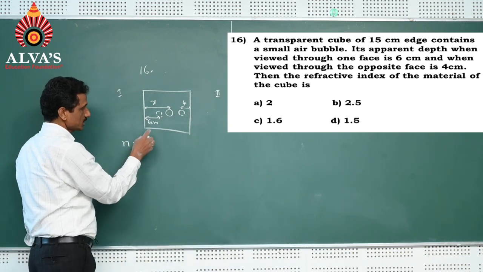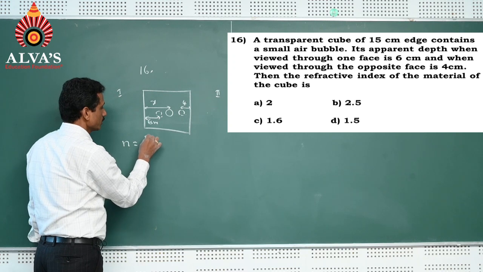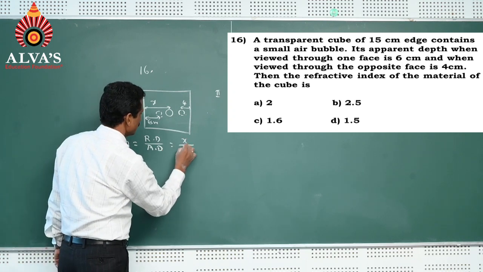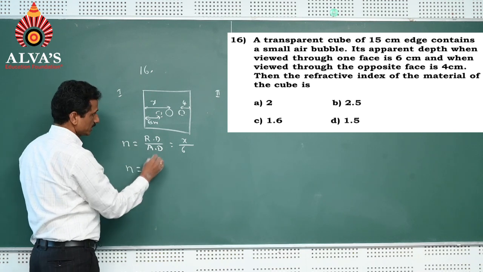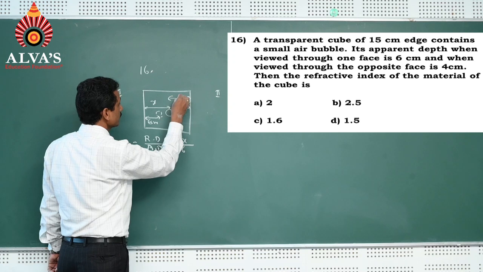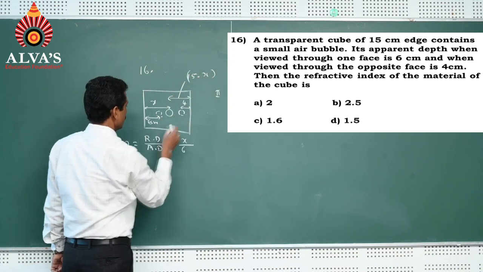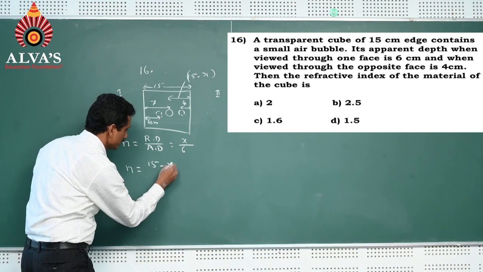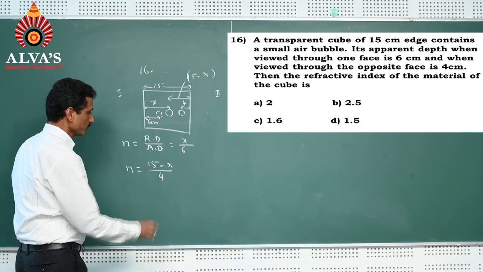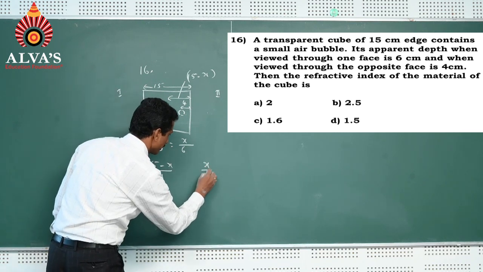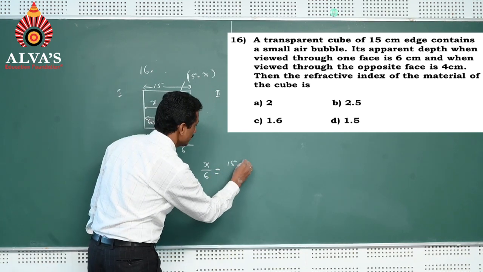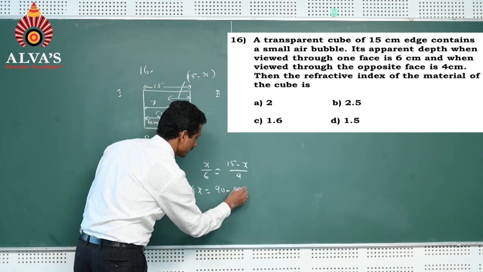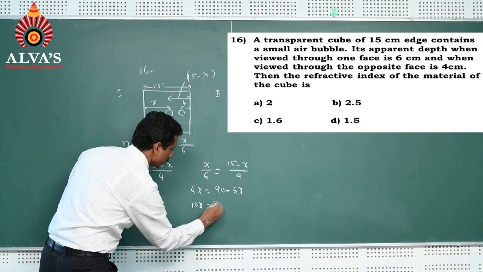Therefore, you know, refractive index of the glass medium n is equal to real depth by apparent depth. Here for the first face it is x divided by 6 centimeter, and also for the second face the refractive index is same. This distance is the real depth, this is 15 minus x, because the total distance is 15 centimeter. That is 15 minus x divided by 4. Apparent depth is 4. Comparing these two equations, x by 6 is equal to 15 minus x by 4. Cross multiplying, 4x is 90 minus 6x. You bring it to this side, 10x is equal to 90.